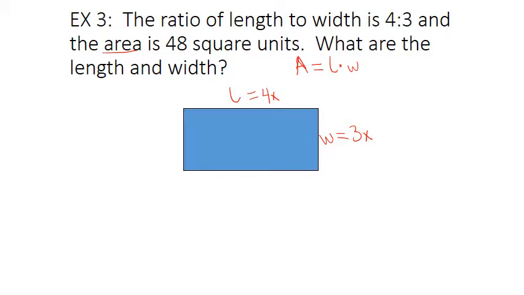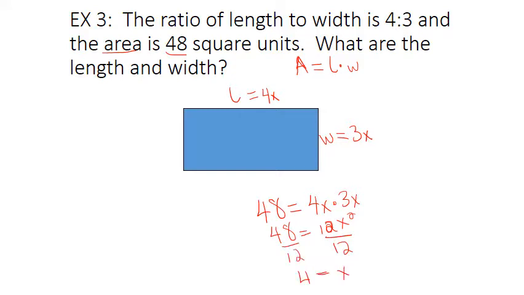So we said that we can just plug 4x and 3x into our formula. So area, which in this case we said was 48. So 48 is equal to length times width. And in this case, length is 4x times 3x because 3x is our width. So 4 times 3 is 12x squared because remember x times x gives me an x squared. And that's still equal to 48. Then we can divide both sides by 12. We are left with 4 is equal to x squared.